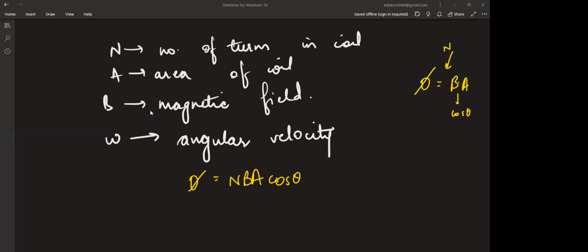This depends upon angular velocity. How? Do you all remember this relation? Omega is equal to theta by t. In class 11th, you must have done this: angular velocity is the rate of change of angular displacement, that is theta divided by t. Yes or no? Do you know this or not?